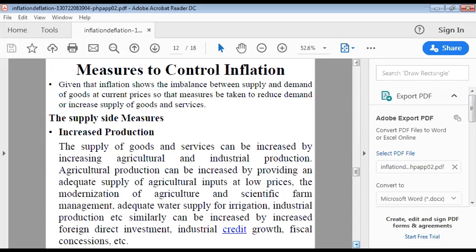Measures to control inflation. Given that inflation shows the imbalance between supply and demand of goods at current prices, measures must be taken to reduce demand or increase supply of goods and services. The supply side measures. In order to control inflation from the supply side, it is necessary that the supply of goods and services be increased by increasing agricultural and industrial production.